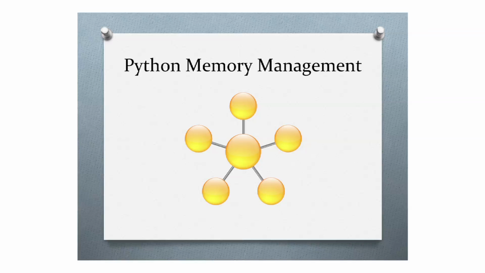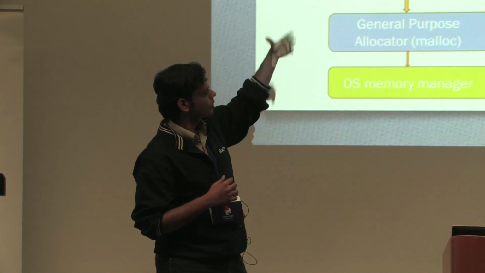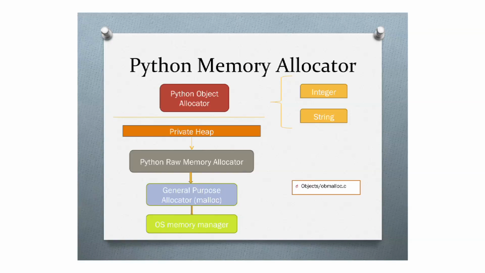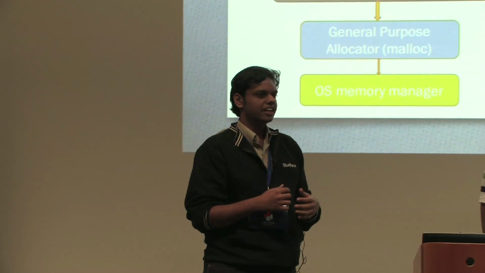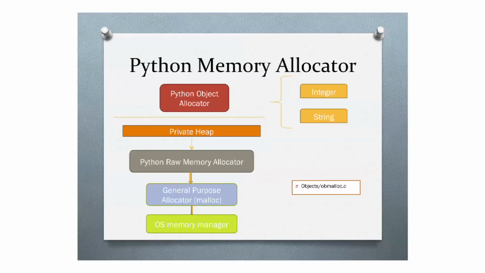So let's look at some of the basics here. Python memory management. The Python memory allocator looks something like this. At the bottom we have the OS memory manager, which allocates the memory. Then we have a general purpose allocator, malloc, calloc. On top of that, we have the Python raw memory allocator, which actually allocates the private heap to any program that's running. And in general, we have the Python object allocator. The Python object allocator allocates memory based on the data type that it needs to attend to. So let's say we have an integer or a string data type, then the object allocated depends on the data type. If you go ahead and look at the source, you can view it under objects of malloc.c. We actually have the source code open with us. After the talk, if anybody wants to go through it, we can do that as well.